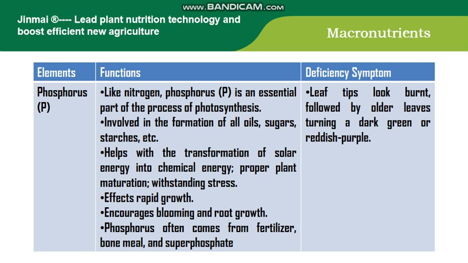Helps with the transformation of solar energy into chemical energy. Proper plant maturation. Withstanding stress. Affects rapid growth. Encourages blooming and root growth. Phosphorus often comes from fertilizer, bone meal, and superphosphate. Deficiency symptom. Leaf tips look burnt, followed by older leaves turning a dark green or reddish purple.